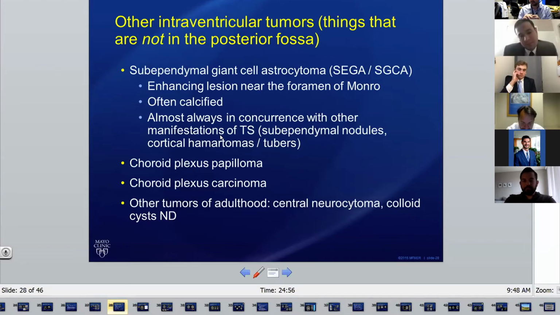It used to be that this was sufficient for the diagnosis. It's not quite that way anymore, but if you see a subependymal giant cell astrocytoma, look for other manifestations of tuberous sclerosis just to make the diagnosis a slam dunk.